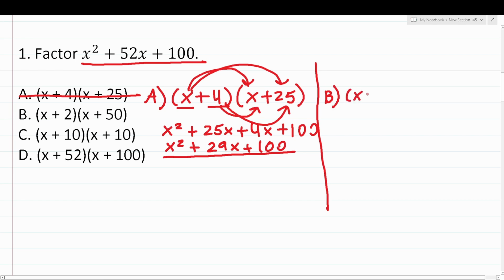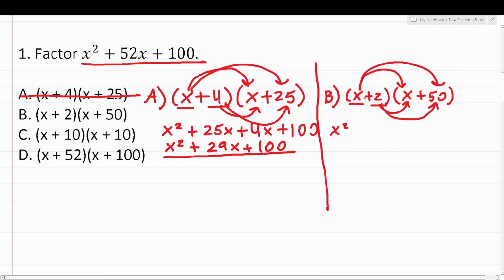Again, we're multiplying x plus 2 by x plus 50. To multiply these two polynomials together, we're going to use the distributive property, which means we're going to take this x and multiply it here and here. Then we're going to take this 2 and multiply it here and here. X times x is x squared. X times 50 is plus 50x. 2 times x is 2x. And 50 times 2 is 100.